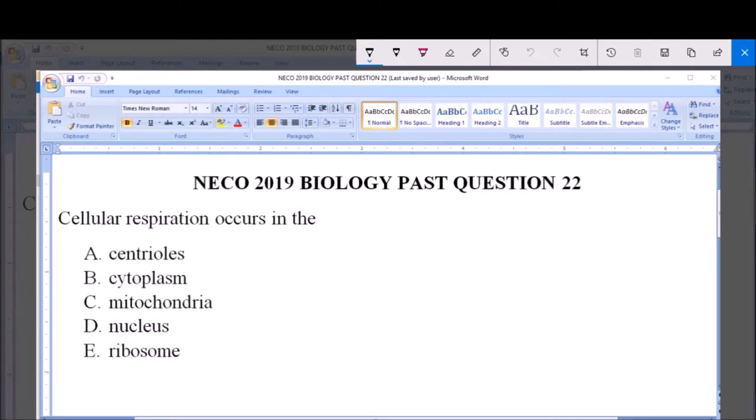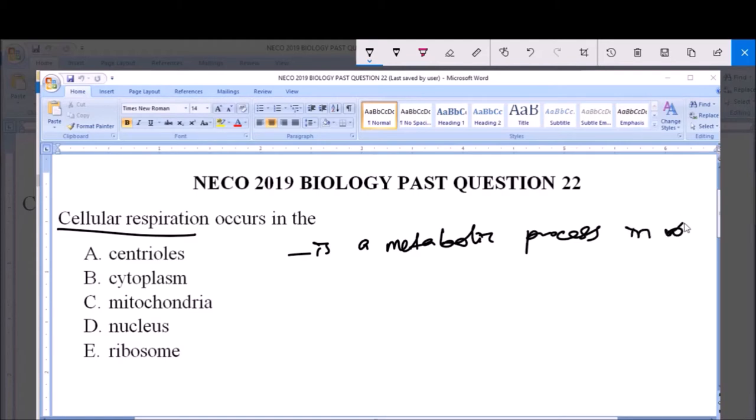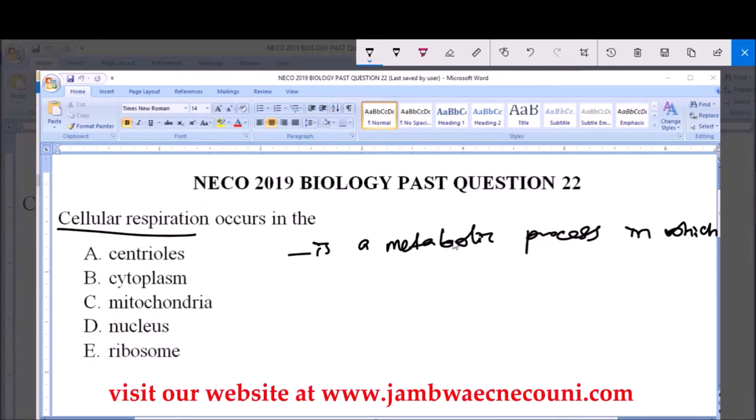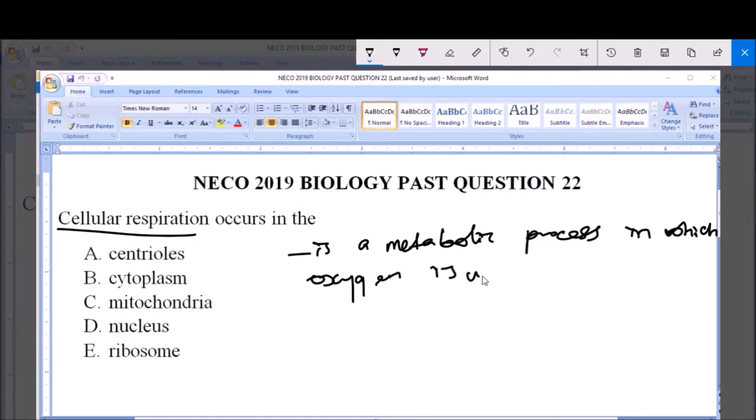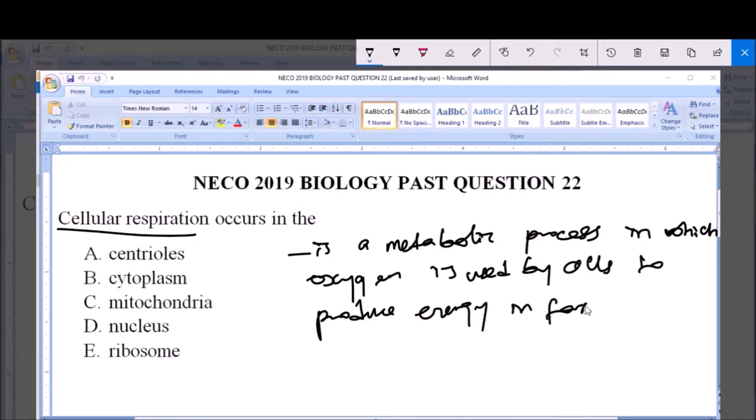Now, what is cellular respiration? Cellular respiration is a metabolic process in which oxygen is used by cells to produce energy in form of ATP. Like we know, ATP simply means adenosine triphosphate, which is a unit of energy that is being used up by cells in the body. So cellular respiration involves the use of oxygen to produce energy, which is ATP.